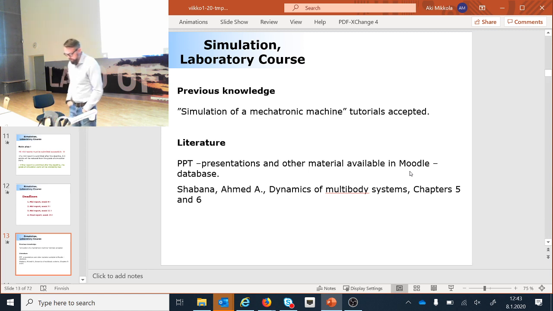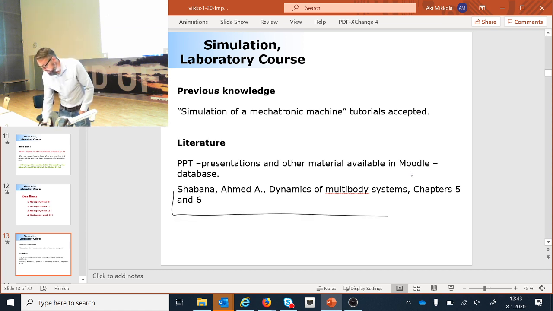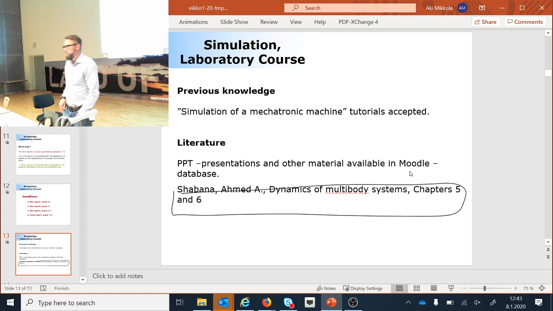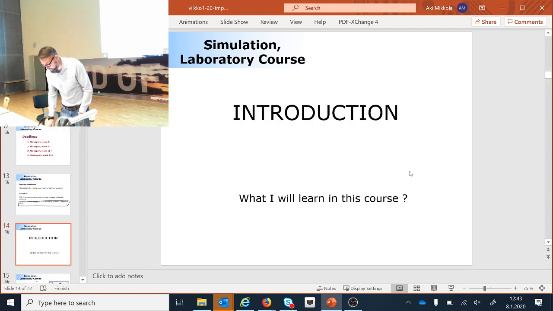And then, what is the material? Same deal as previously. Even when you know all the questions, to answer the questions in a satisfying way, the material that you need is the material that is available in the Moodle database. It is mentioned that there is a book, Ahmed Jabana's book, that is a part of the story, but we are not expecting you to read it. If you want to get a deeper understanding, go ahead and borrow it from the library and study by yourself. But we are not expecting you to do so. Everything will be available in the Moodle database.